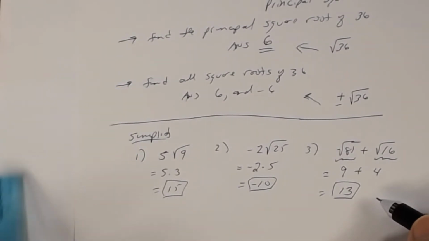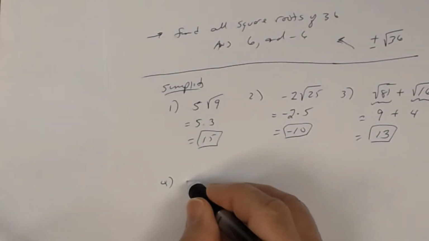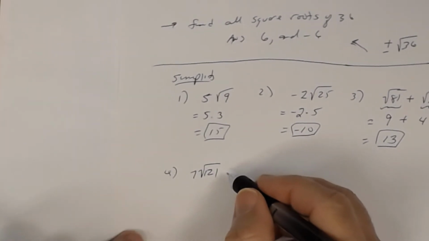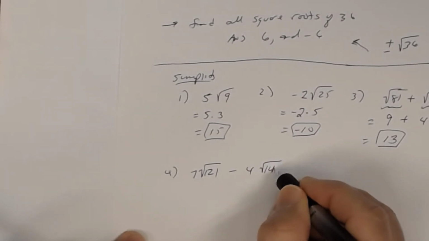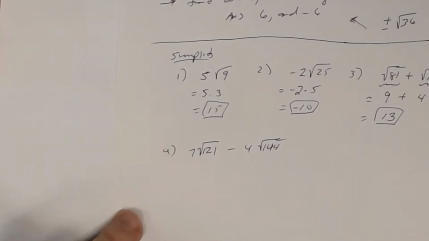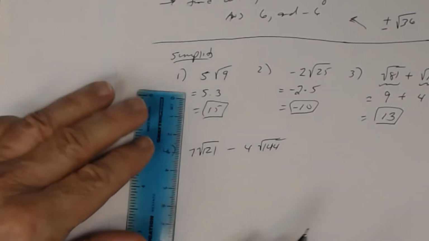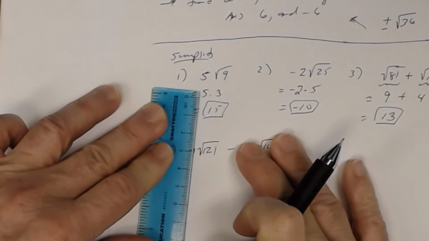All right. Number 4, we have 7 times the square root of 121 minus 4 times the square root of 144. All right, so 7 times the square root of 121 minus 4 times the square root of 144. Same thing, so don't make this complicated. If you cover up these parts here, the square root of 121 is a perfect square.